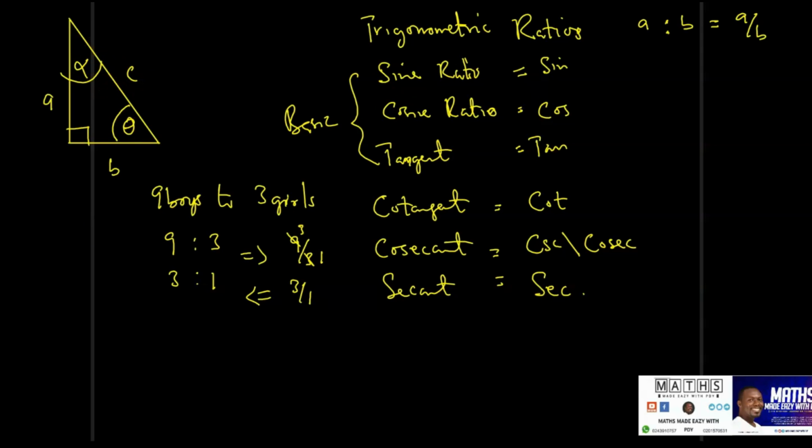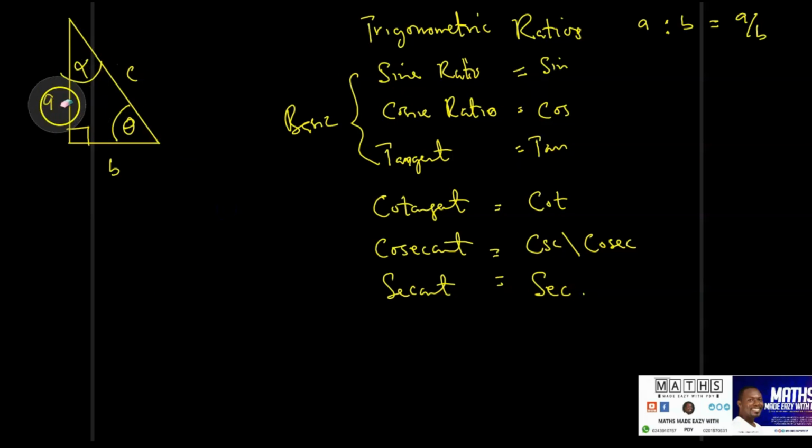So talking about the ratios, if I may ask, what are some of the ratios we can generate from the sides of a given triangle, which is what I have here? We can have a ratio of what? A is to C, which is the same as A over C. Does it make sense? Yes. Which other ratio can we generate?